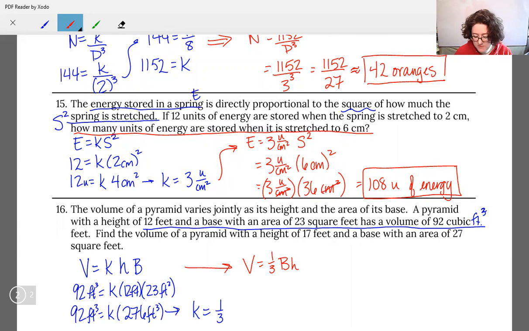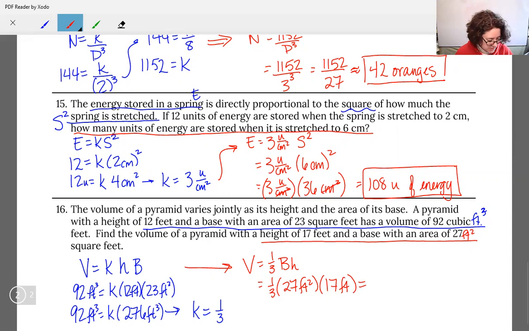So now find the volume of the pyramid with a height of 17 feet and a base with area 27 square feet. So plugging in 1/3, our base area is 27 feet squared. Our height is 17 feet. So multiply those together, 27 times 17. So that's really 1/3 times 459 feet cubed. So 459 divided by 3 gives us 153. So 153 feet cubed is our volume.